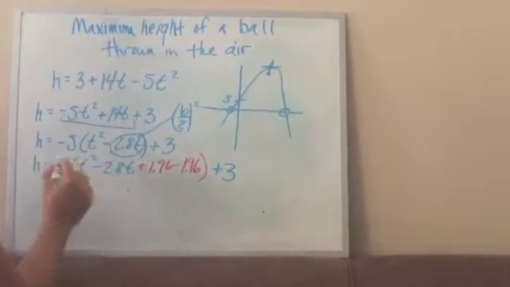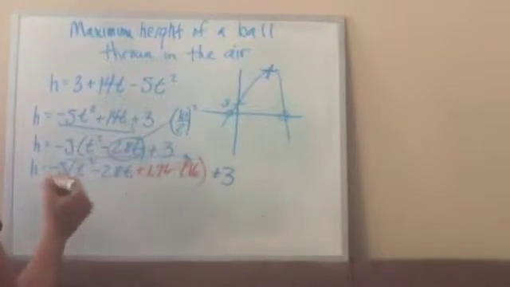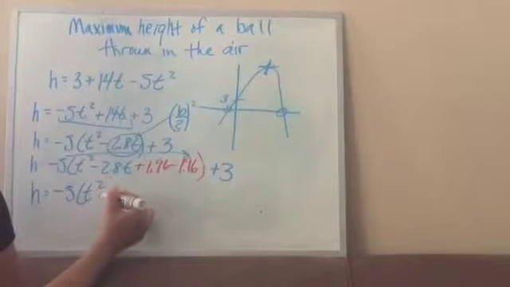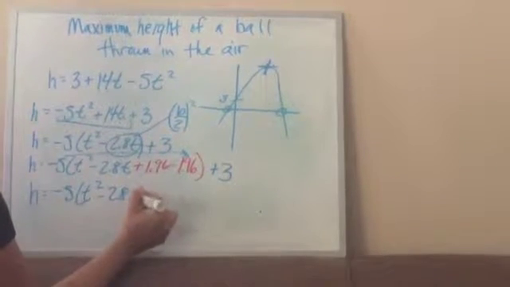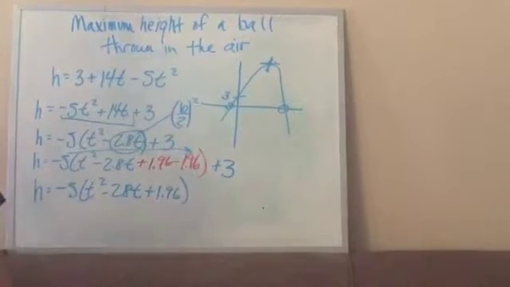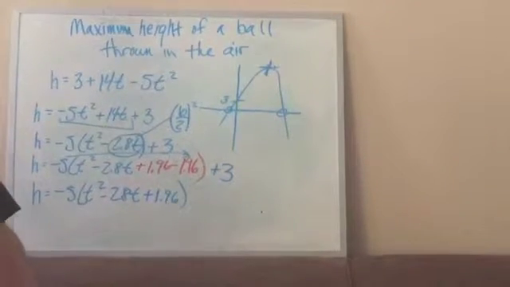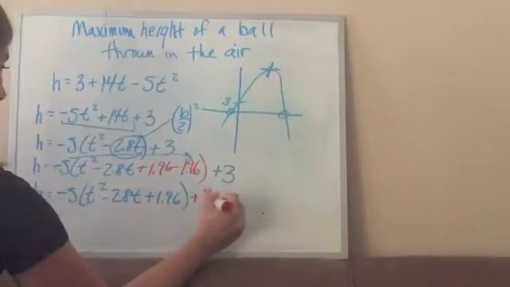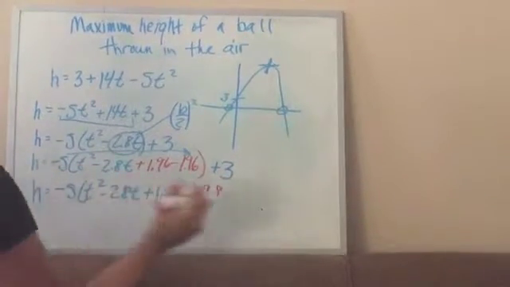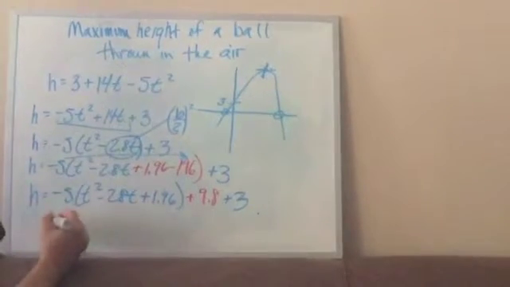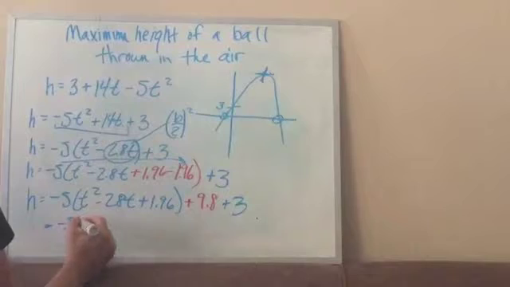Now, the goal here is to get rid of that last term. To get it out of the bracket, we need to multiply it by the a value in front. So we're left with t squared minus 2.8t plus 1.96, and when we multiply those two terms, we end up with a positive 9.8. So inside of our bracket, we are left with a perfect square trinomial, which is what we created.